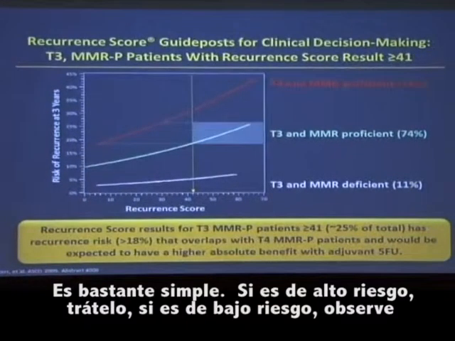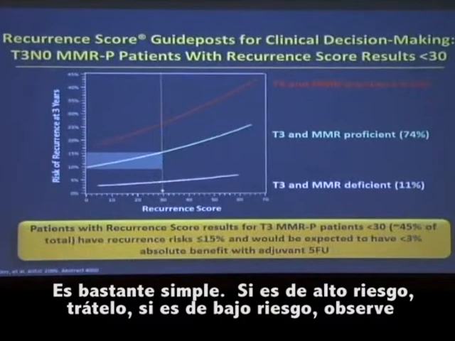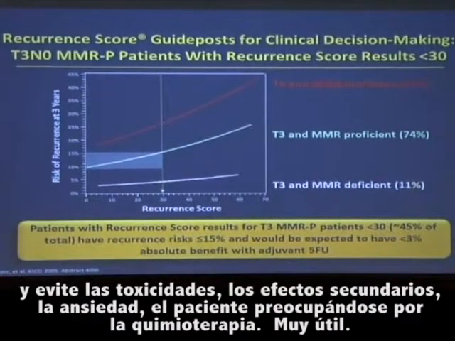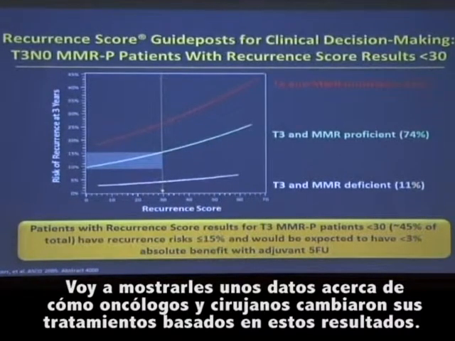If it's high risk, treat. If it's low risk, observe. And avoid the toxicities, the side effects, the anxiety, the patient worrying about chemotherapy. Very helpful, okay? And I'm going to show you some data on how oncologists and surgeons changed their treatments based on this result. Okay.